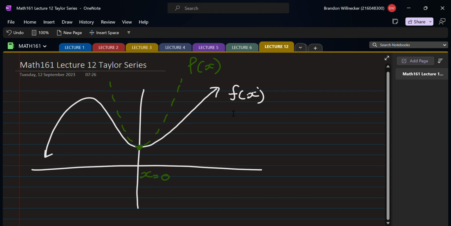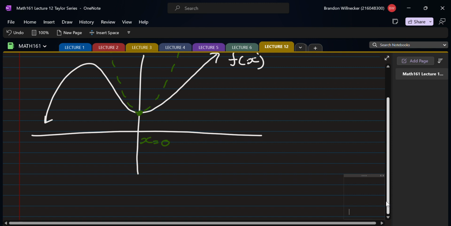Okay, now this doesn't always happen. There's some situations where we can't do this, but for now we're going to be looking at examples that are fairly easy that will allow us to find these polynomial approximations. Okay, so how do we go about finding a polynomial approximation to a function?